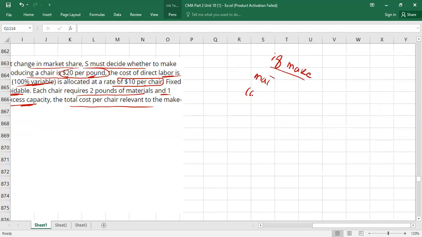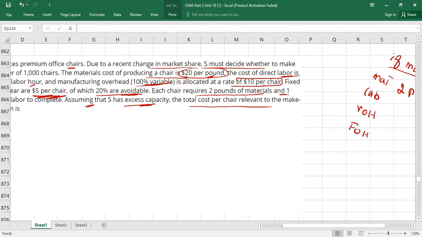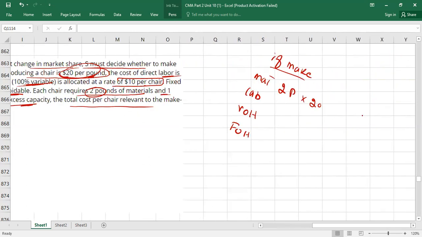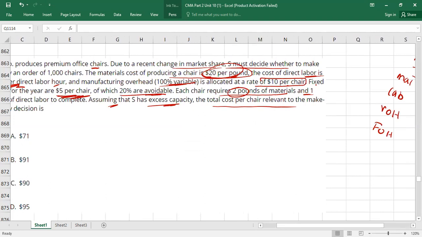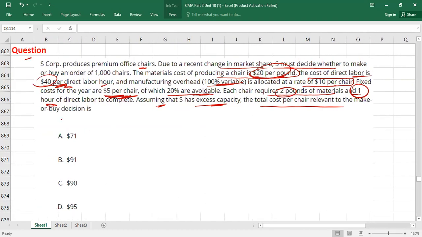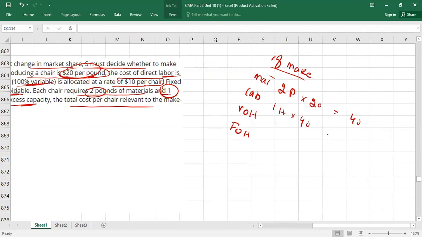Here given material cost, labor cost is given, variable overhead is given, fixed overhead is given. For material, he told you need 2 pounds, and each pound cost is $20. Look at it. Here he told you 2 pounds of material is required, and $20 per pound is the price. So material cost is going to be 40. For labor, he told you 1 hour of labor is required, multiplied by each hour rate of $40. So if you multiply, it means $40 is the labor cost.